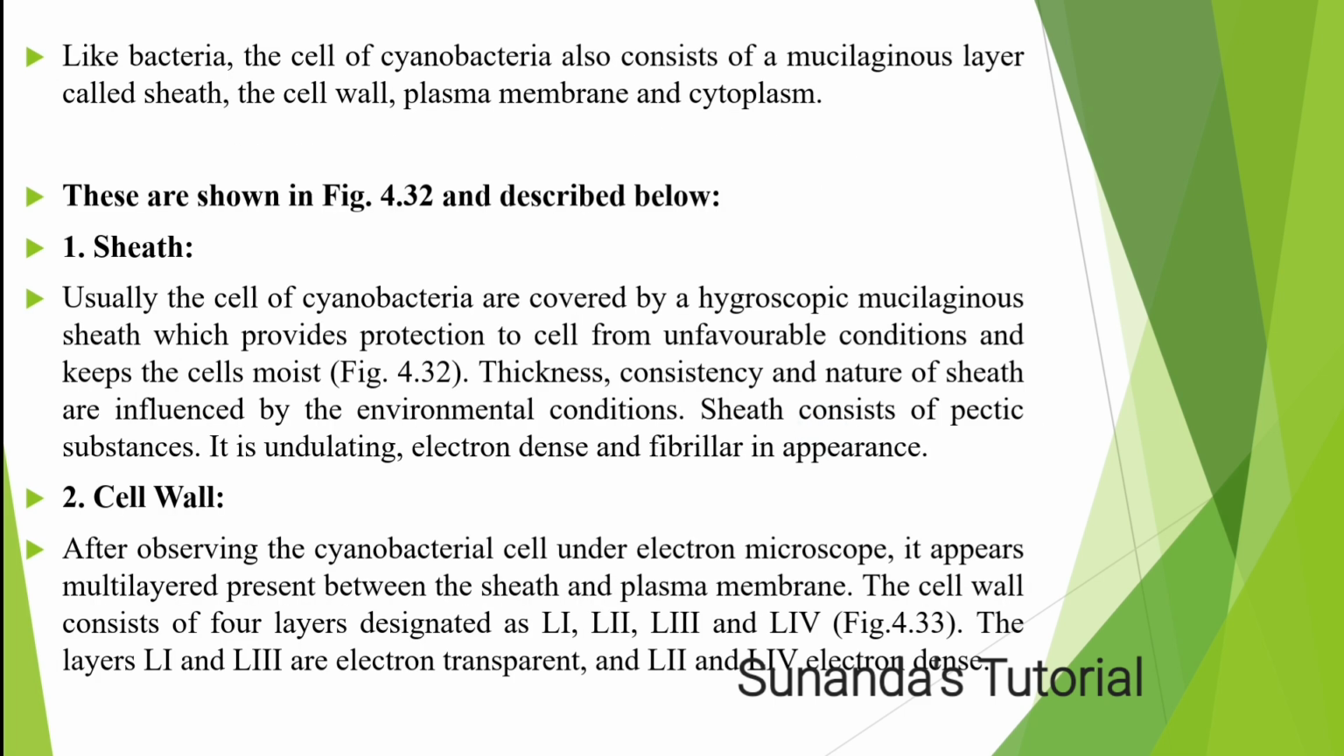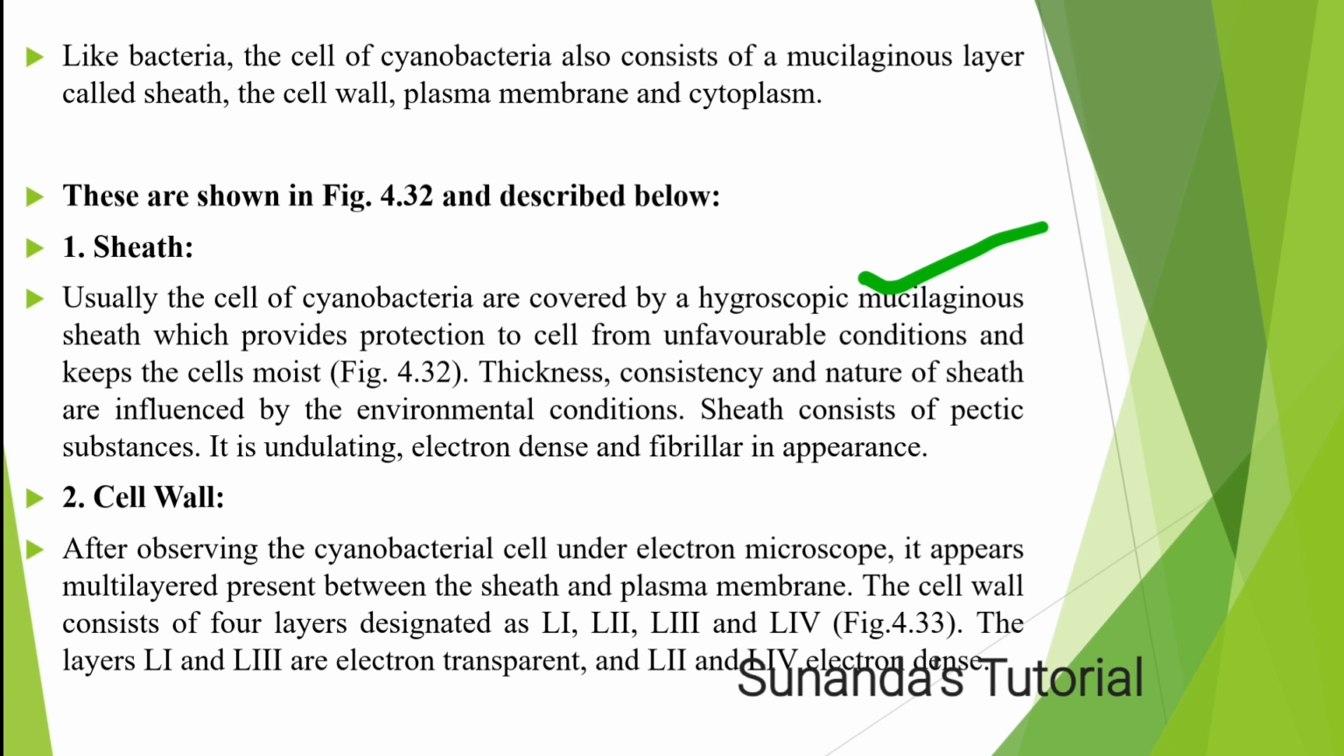Next, like bacteria, the cells of cyanobacteria also consist of a mucilaginous envelope, which is present exterior to the cell, called the mucilaginous sheath. Then inner to it the cell wall is present. Next, the plasma membrane, then cytoplasm. At first the sheath: the whole cell of cyanobacteria is covered by a hygroscopic mucilaginous sheath. It protects the cell from external unfavorable conditions.